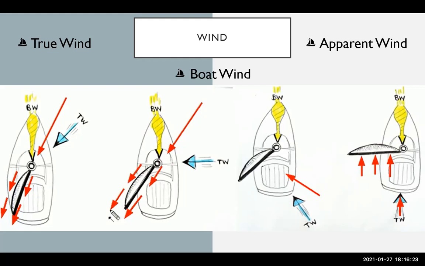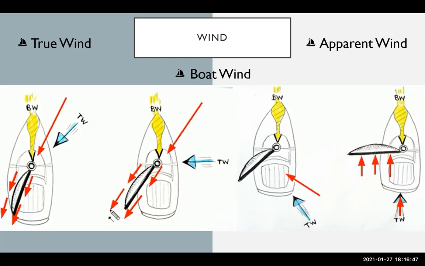As the boat moves forward, it creates the effect of wind on your face. So in picture 1, on the far left of your screen, under the true wind sign, you can see the true wind is coming from the starboard side of the bow, and the boat wind is the direction that you're sailing. So that makes the apparent wind equidistant between the two of those.